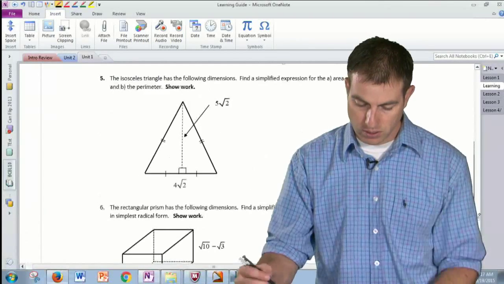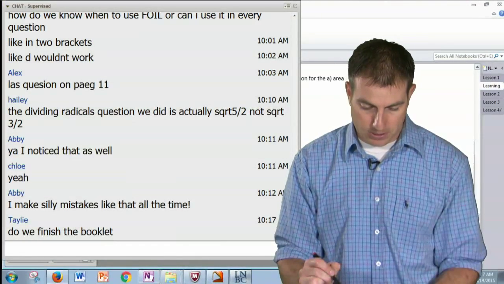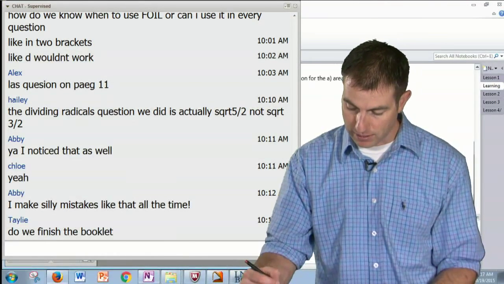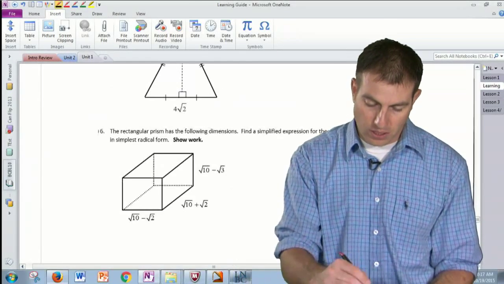And Alex's question, which question did you ask, Alex? Last question on page 11. That is page 11, number 6 here.